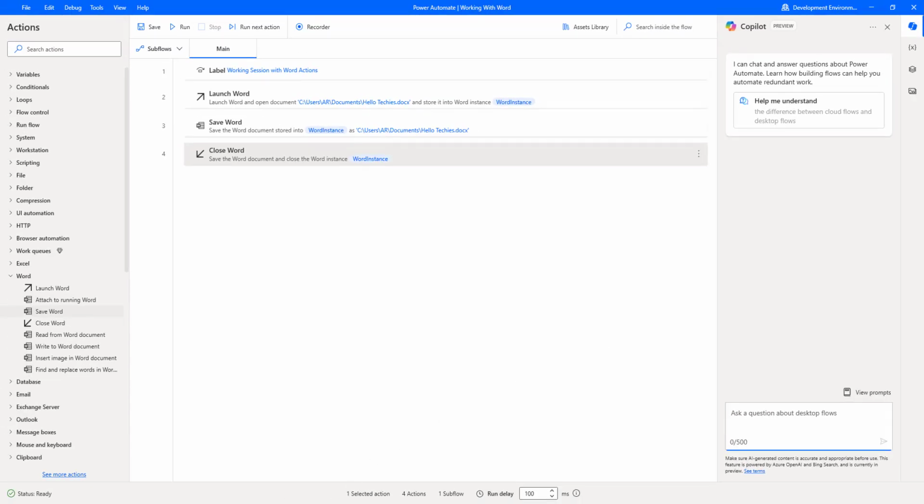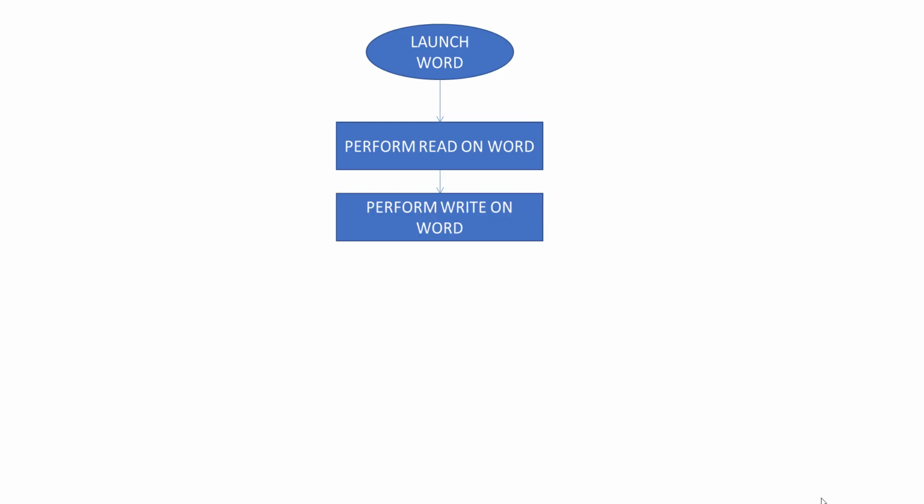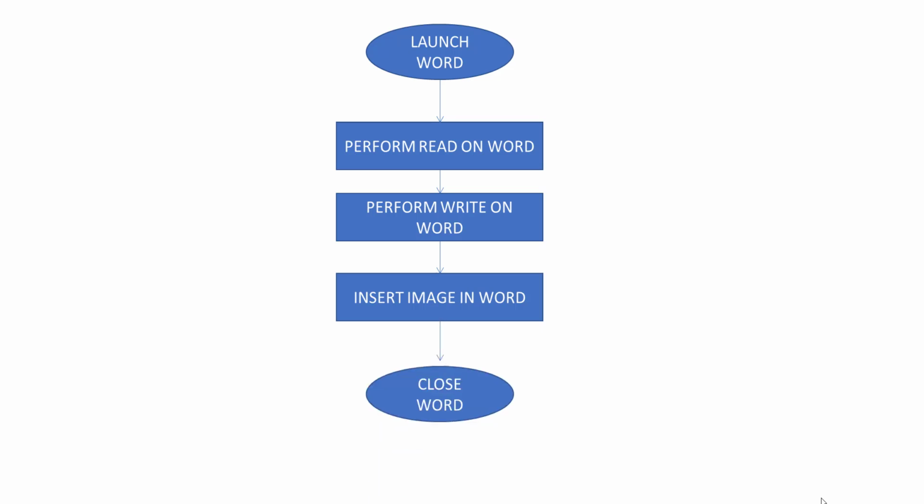Let me click on Cancel. This is my small scenario over here. As a first step, I'm going to launch Word, for example test.docx. Then we'll read the document by using the Read from Word document action. And then we are going to perform some actions on the test document. For example, I'm going to write some data on the Word document, test.docx. Then I am going to insert an image into the Word document. And then finally, I am going to close Word by using Save document or Save document as, that is by using the Close Word action.